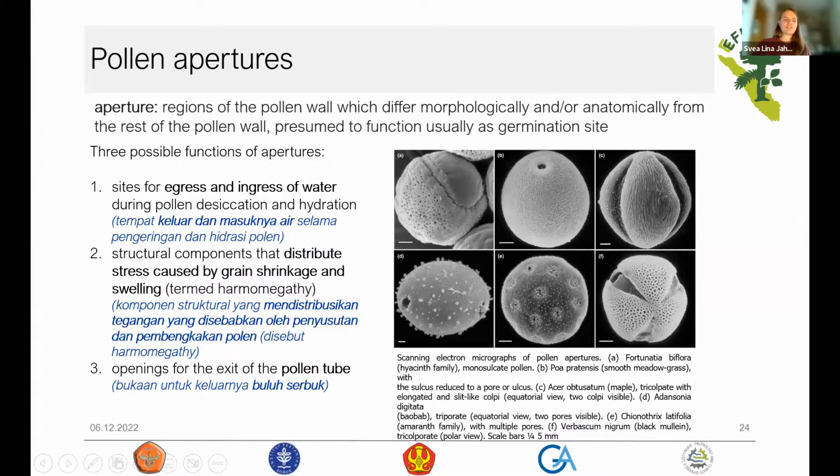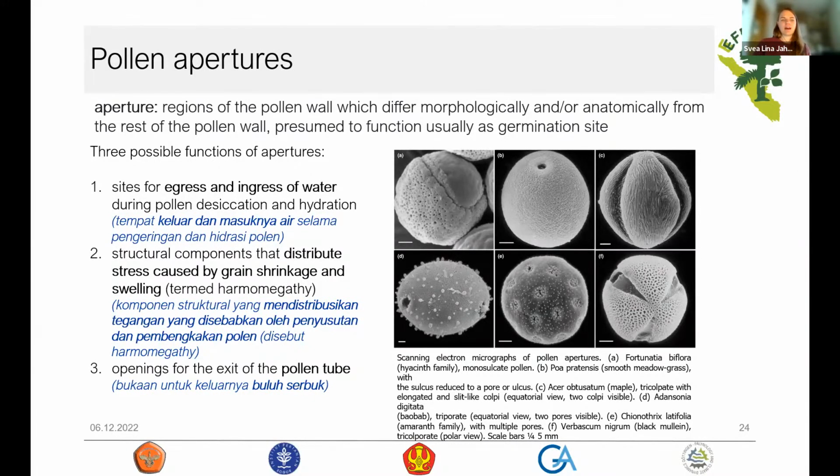But this is not the only function. So in general, we define the aperture as the region of the pollen wall which is morphologically or anatomically different from the rest of the pollen wall. So it generally is presumed, so we think, to function as a germination site, for example, for the pollen tube.